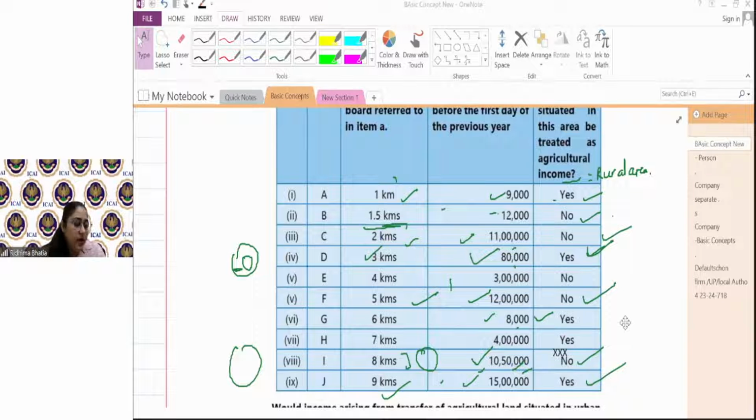In J, would 1 kilometer be considered? Up to 8 kilometers would be considered as urban area, guys. Beyond 8 kilometers would be considered as rural area. Simple. Not whole 9 kilometers, no, Rahul. So that land is 9 kilometers away. That means that land is in rural area. Is it clear?